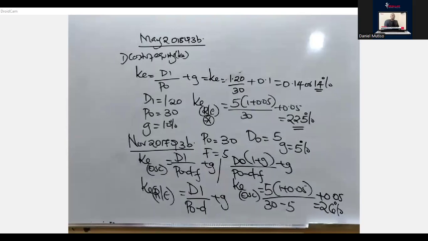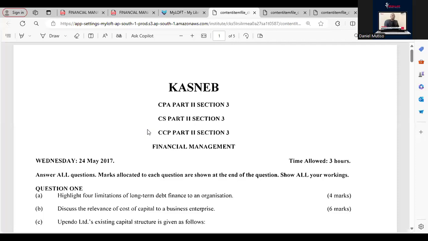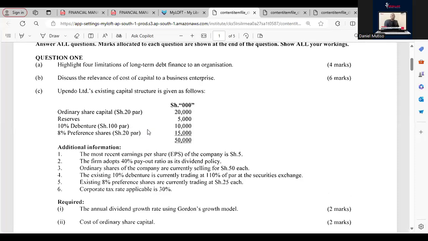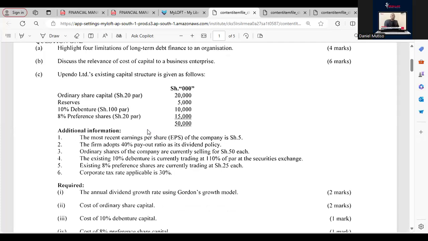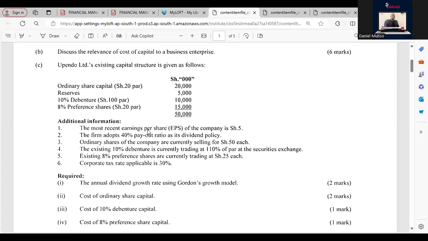So in May 2017 here, we are talking about, let's see, is it question 1C? Correct. So Upendo Limited existing capital structure is given as follows. The ordinary share capital of 20 million, the reserves of 5 million, and also we are being given the 10% debentures and the 8% preferential capitals.